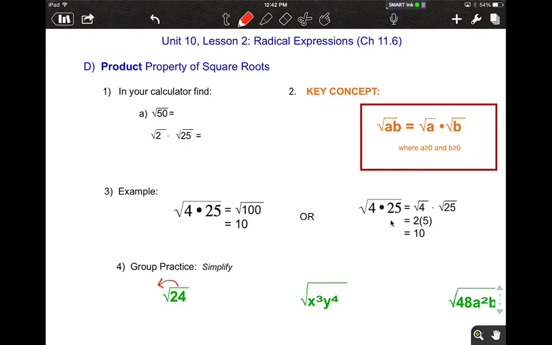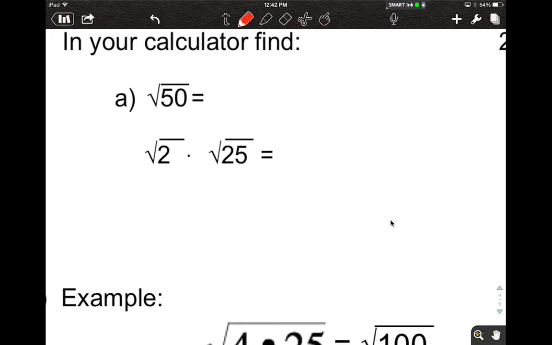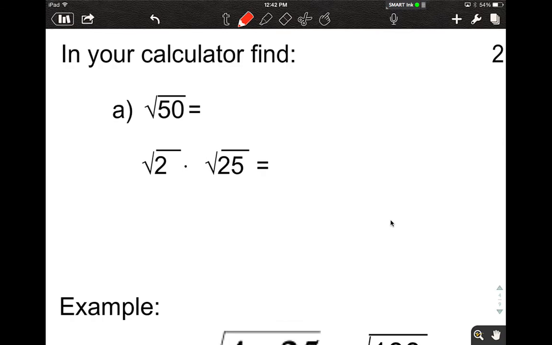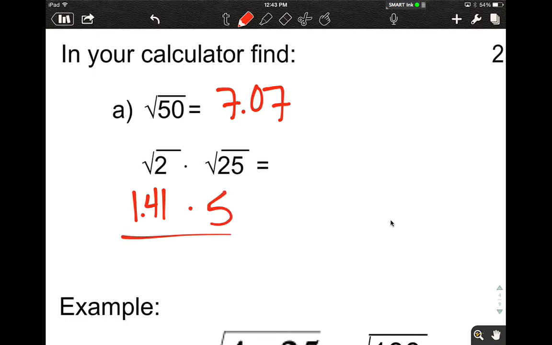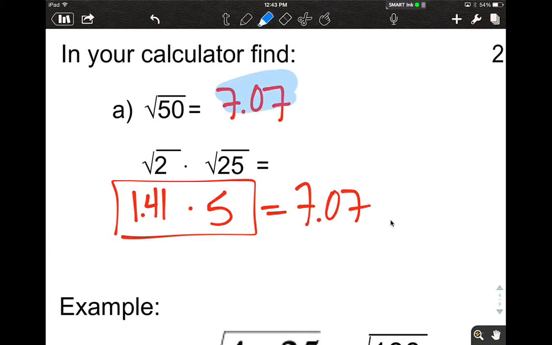And the reason that this works is, watch this. If you have a calculator handy, let's do this. If I do the square root of 50 and I just type it in my calculator like that, I get about 7.07. If I do the square root of 2, I get 1.141, more or less. And if I do the square root of 25, well, that's a perfect square. That's just 5. So why don't I multiply? I'll do this multiplication, and if I multiply that out, take a guess. Any ideas? I get, you guessed it, 7.07. So these are exactly the same.